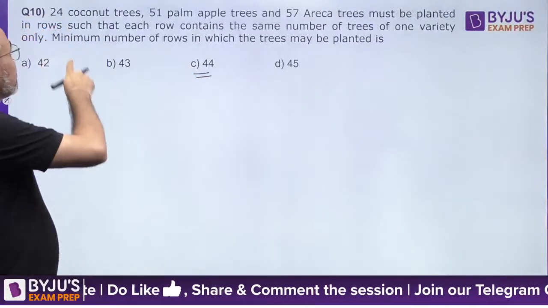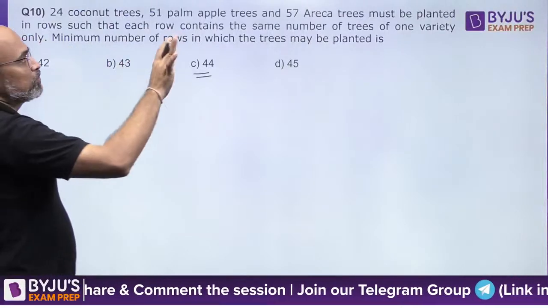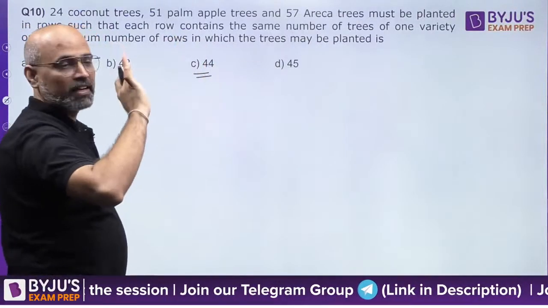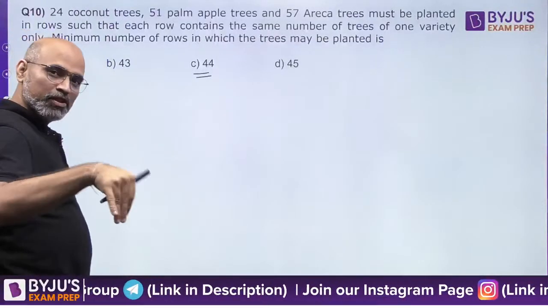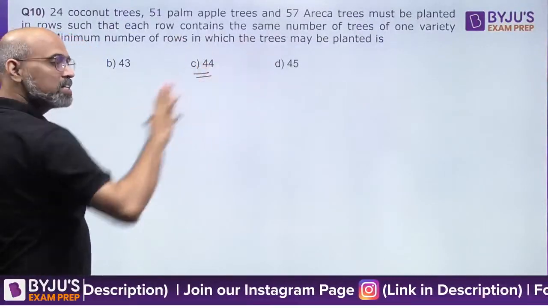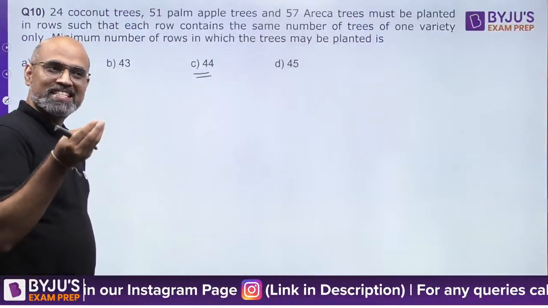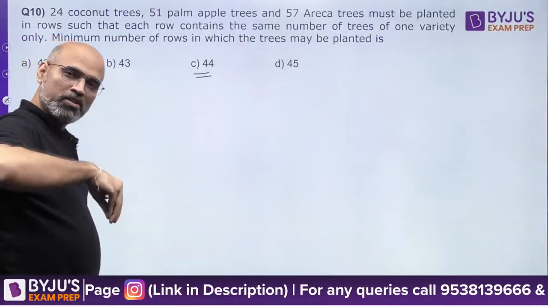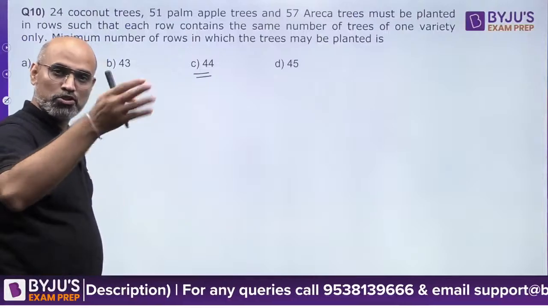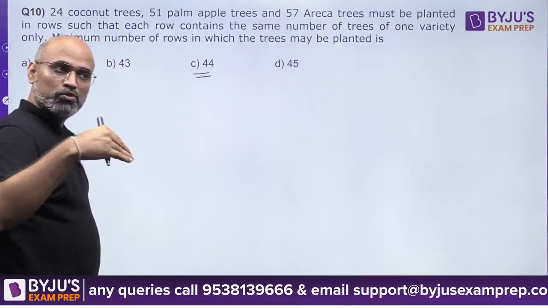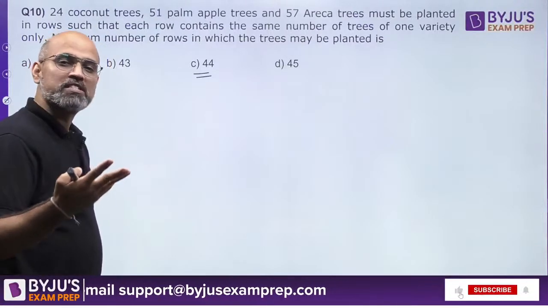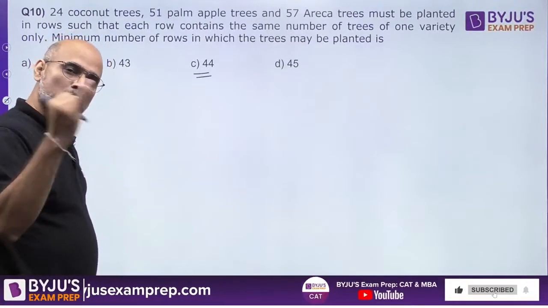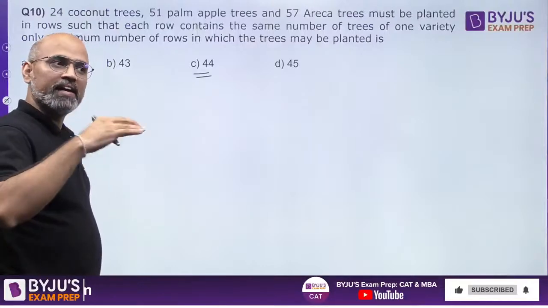Let's see. So 24 coconut trees, 51 palm apple trees, and 57 areca trees. I know that the number of trees in every row is going to be obviously less than it. Since it's going to be a smaller value, it's going to be a factor, and it should be there in all the three. So without even realizing, I just gave you the definition of HCF. Factor is needed, common is needed, right? And I need the highest.